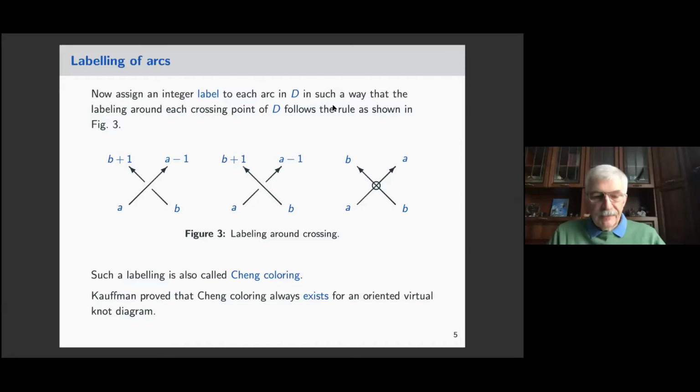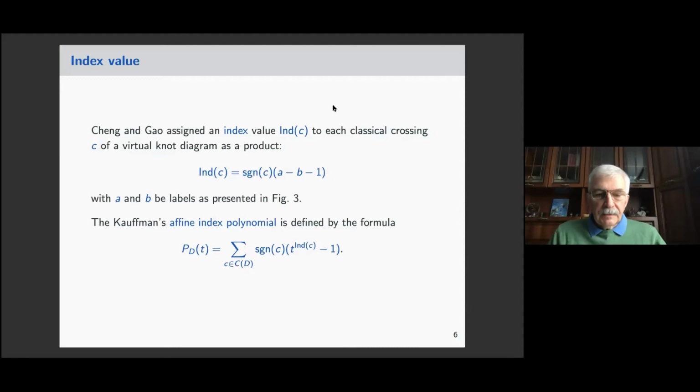In particular, it was considered in one of the papers written by Kauffman, and he proved that Cheng coloring always exists. And moreover, he gave an algorithm for how you can define this labeling. I don't want to discuss it, but I can give you some example later. So this is the second ingredient. You can see the labeling, and to the labeling we can correspond something called an index. It was introduced by Cheng and Gao, and they call it the index of a crossing, with notation IND.